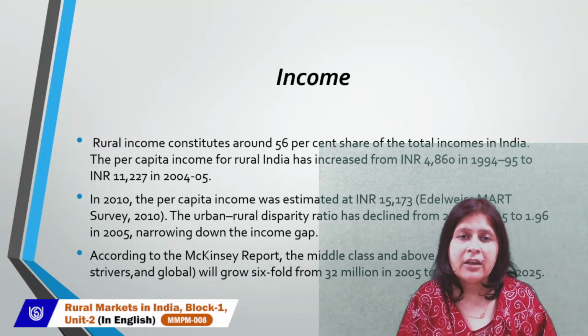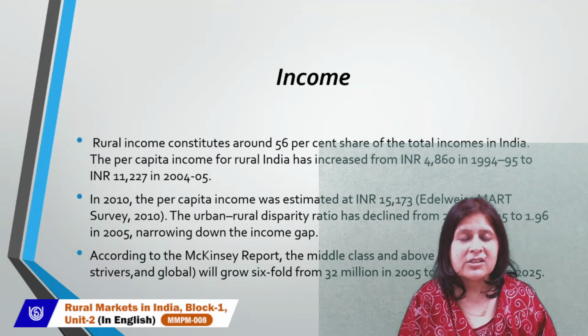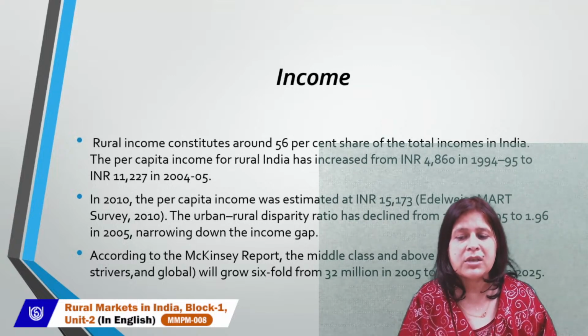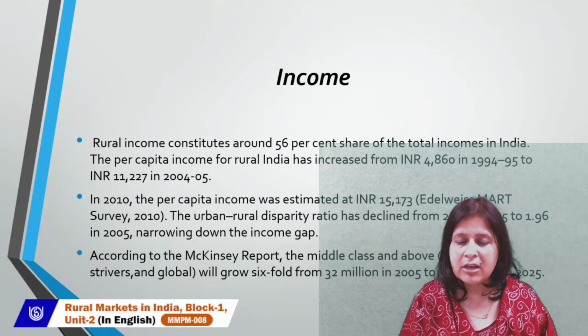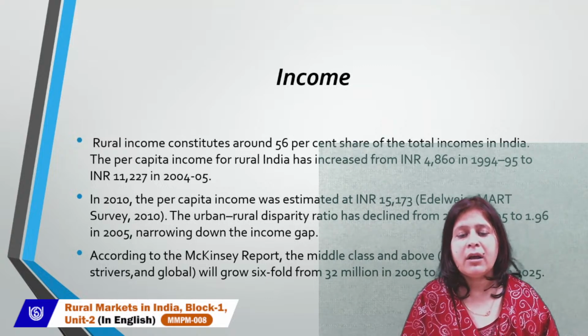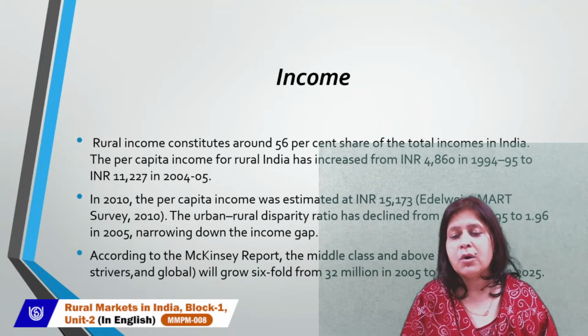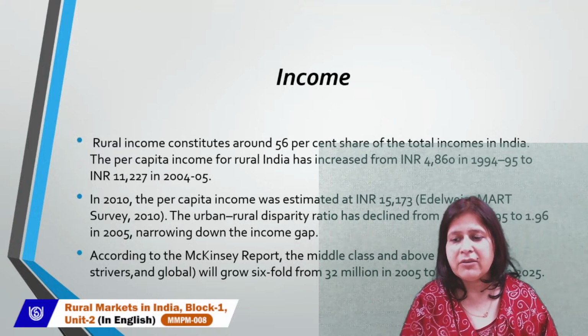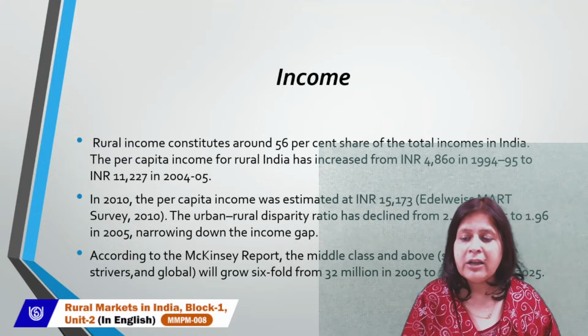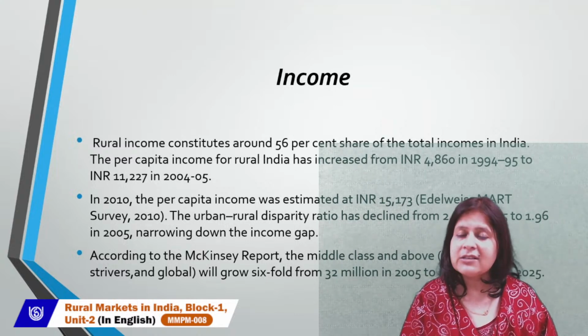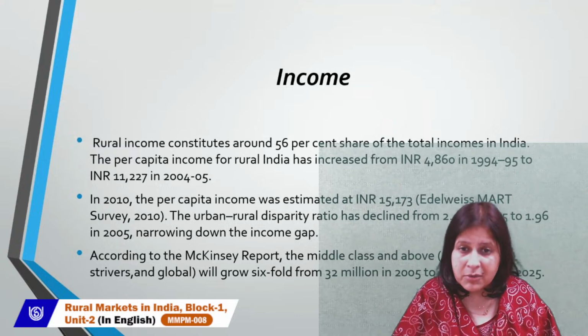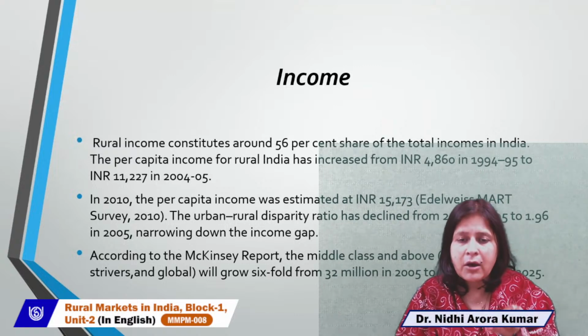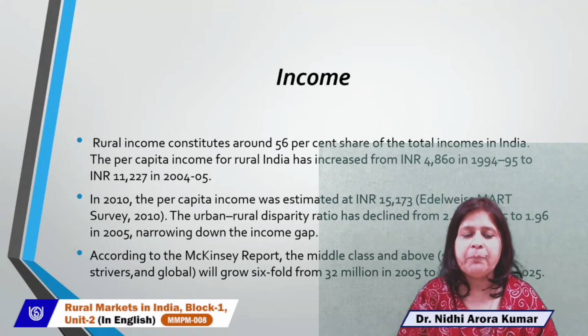In 2010, the per capita income was estimated around 15,173. The urban-rural disparity ratio had declined from 2.41 in 1995-96 to 1.96 in 2001, that is, narrowing down the gap. This shows that the income of rural people is going up.